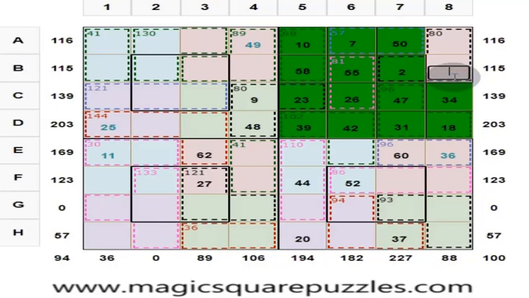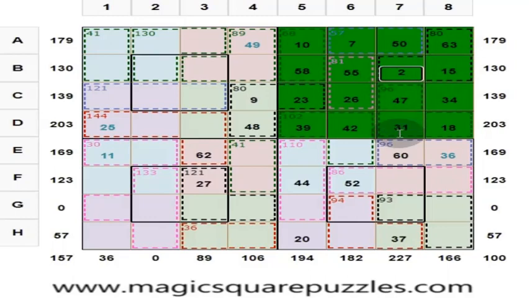58. And what is this? Here you put 15. And what is this? Okay, 50 plus 17 is equal to 67. 63. Okay, now we have finished one subsquare.